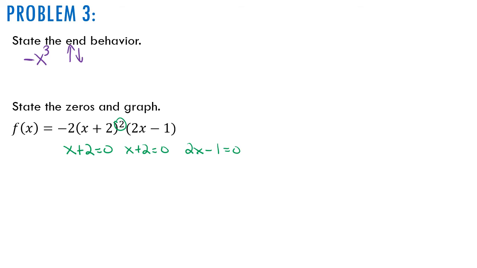And then I'm going to go ahead and solve each of these. I'm going to minus the 2 from both sides, so I get x equals negative 2. For this one, I'll add 1 to both sides, getting 2x equals 1. I'm going to divide both sides by 2, getting 1/2. Now we can see here, negative 2 showed up twice. That's an even amount, so I will bounce at that point.